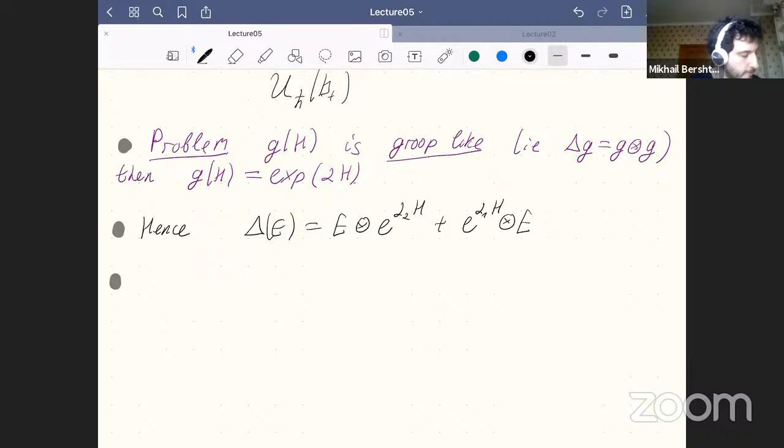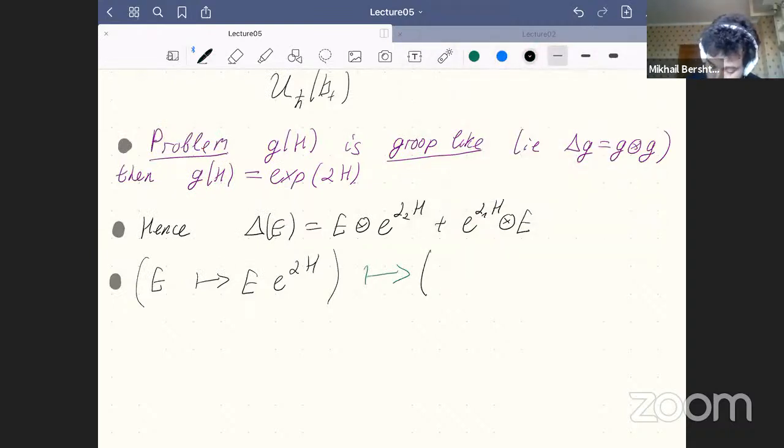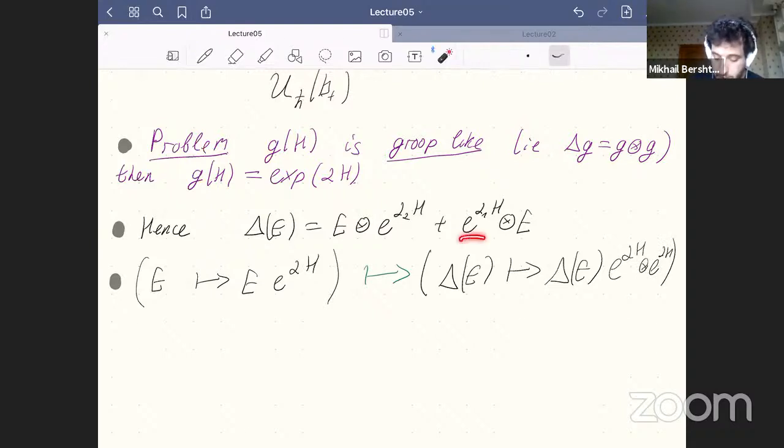Now, for example, using this, here we actually wrote two parameters, alpha 1, alpha 2, but if we replace E with E times e in power alpha h, this leads us to a replacement: delta of E will be replaced by delta of E times e to the alpha h times alpha e to the alpha h. So using this, we can cancel one of these two factors.